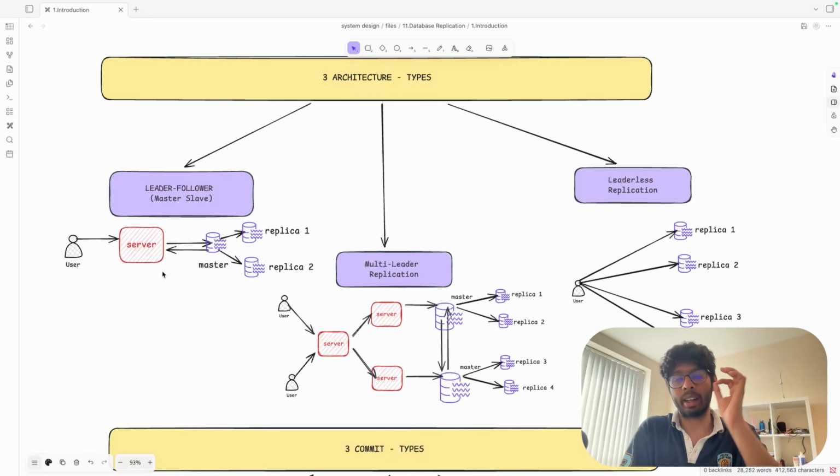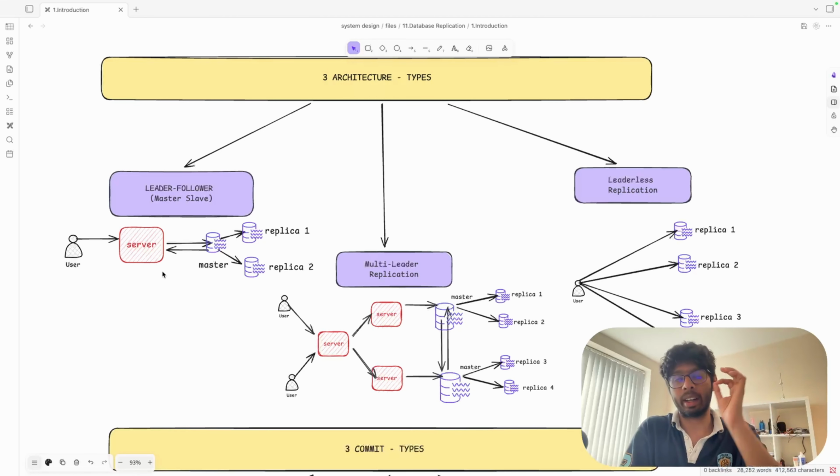The first one is master-slave. In master-slave, the master is the one who is going to ensure the write. It means the write operation will go into the master first and then the replicas. Replicas are going to be synced with the master after some time, because master and slave should have the same data. Either the master can send the data synchronously or asynchronously. We'll discuss these things in the commit type. But the important point in the master-slave architecture type is that the write operation happens in the master.